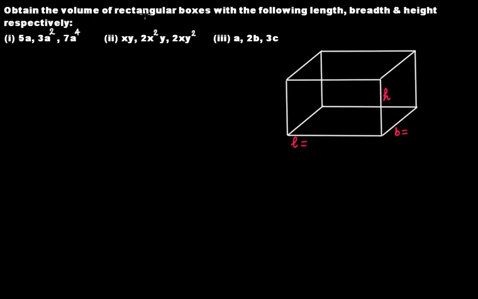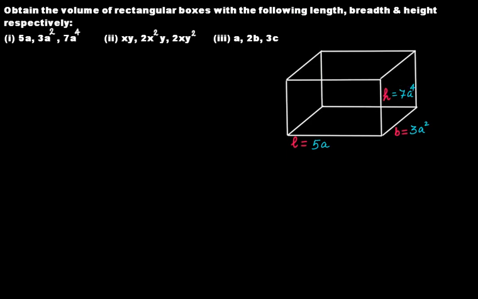Obtain the volume of rectangular boxes with the following length, breadth, and height respectively. So assume that this is our rectangular box, and in this first case the length is 5a. Breadth is 3a squared, and height is 7a raised to the power of 4. Now all these are monomials, algebraic expressions.